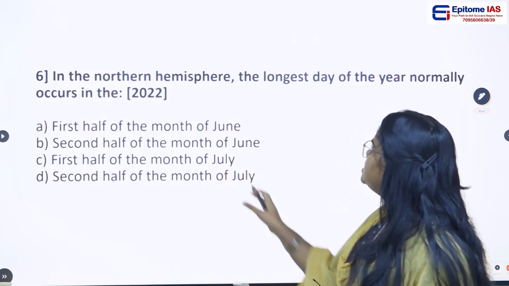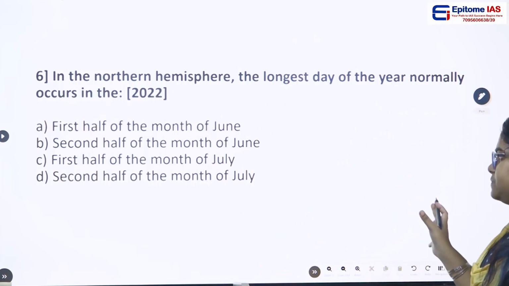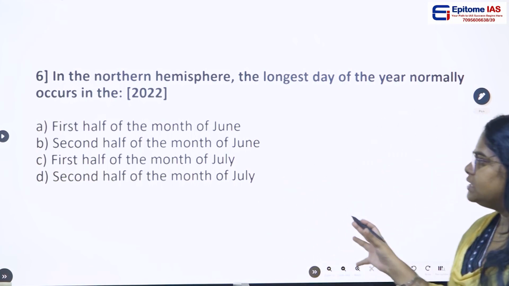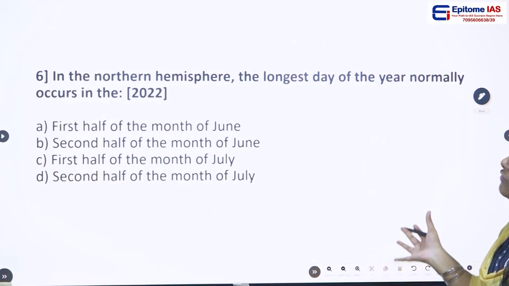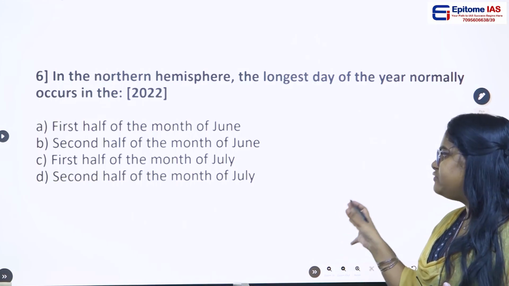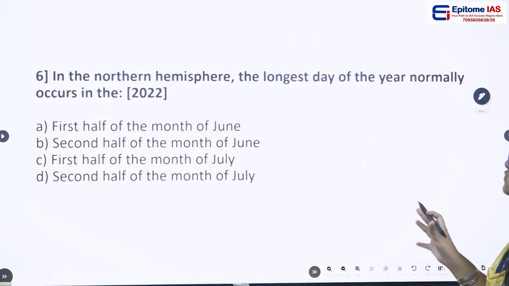So the next question. In the northern hemisphere, the longest day of the year normally occurs in: option A, first half of the month of June; option B, second half of the month of June; option C, first half of the month of July; option D, second half of the month of July.